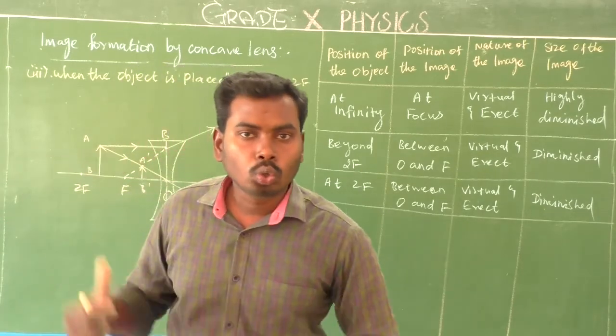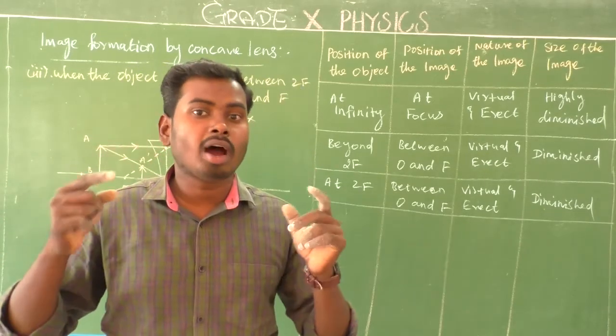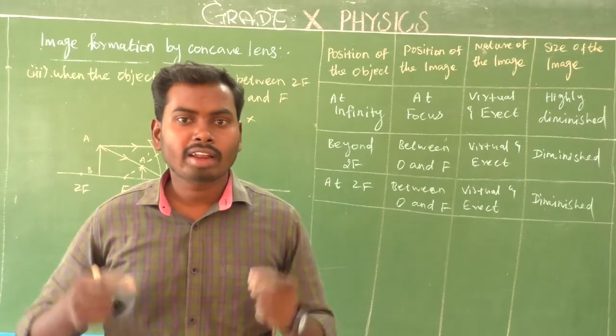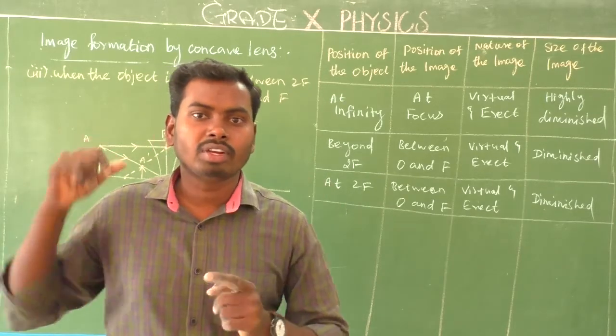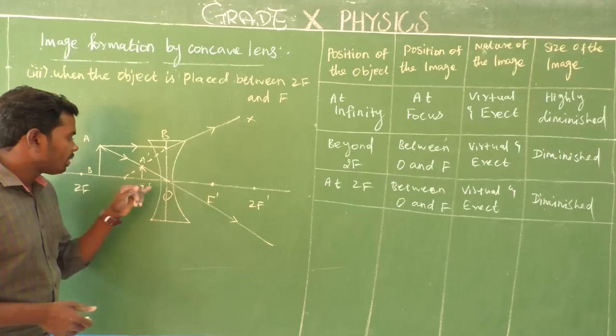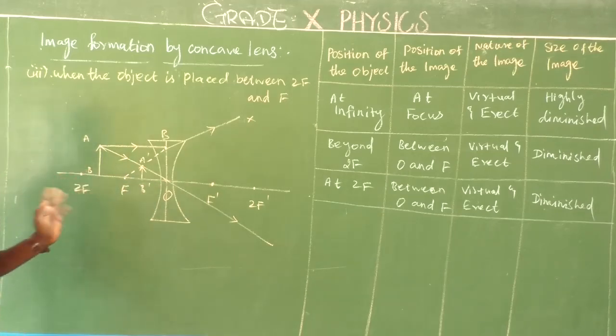But here, note this point, I am repeatedly telling that the two refracted rays appear to meet at a single point. That's why it is a virtual image. So the image is formed between O and F. Is it clear? Yes, that's very simple.